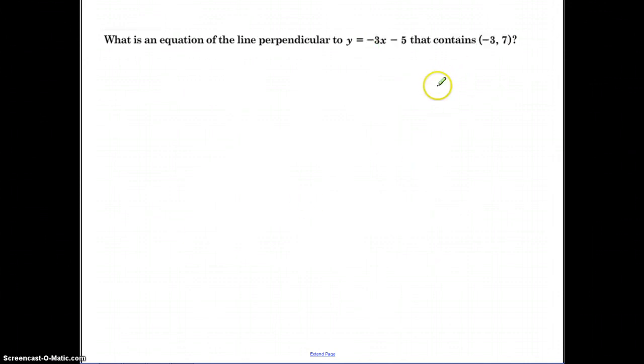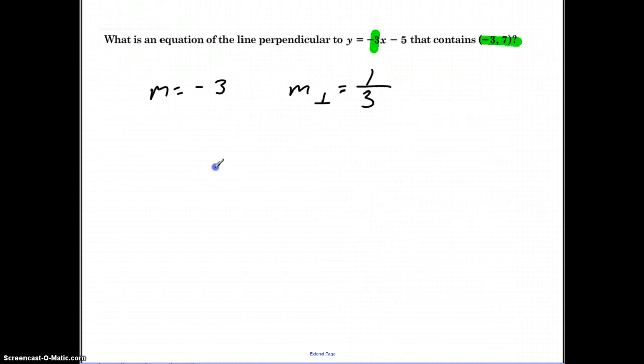Alright, last one. Same thing. That's perpendicular to y equals -3x and contains the point -3, 7. So my slope from this line is -3. So my perpendicular slope is its opposite reciprocal, which should be 1/3. So my equation is going to be y minus 7 equals 1/3 and then x plus 3. And now I have my perpendicular line.